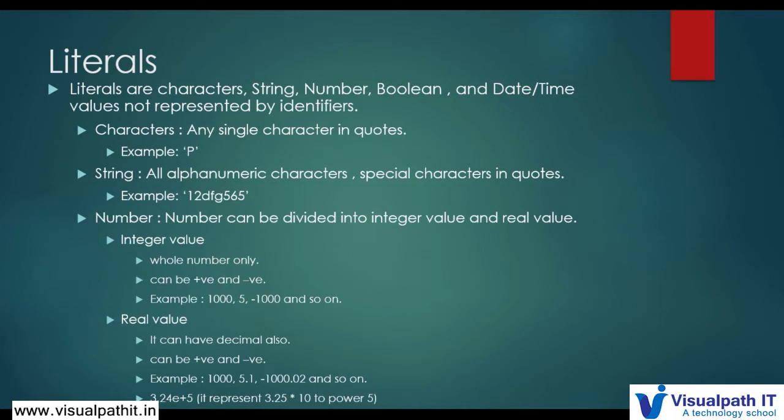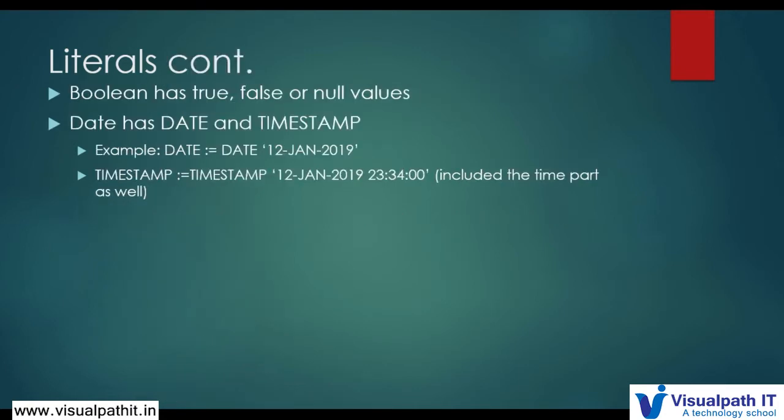For example, you can see. On the other hand, the only difference between real and integer values is that a real value can have a decimal part, whereas an integer value can't. And boolean will always have true, false, or null values. Similarly, date and timestamp. Date will always have a date value and timestamp will have a timestamp value as well, along with the date part.